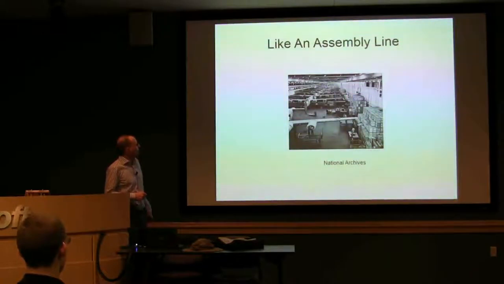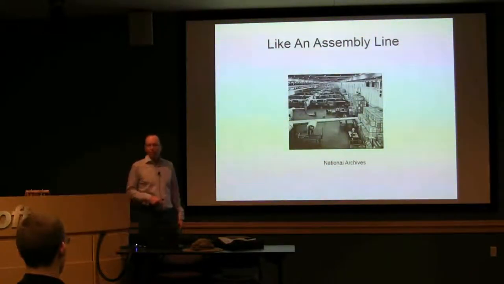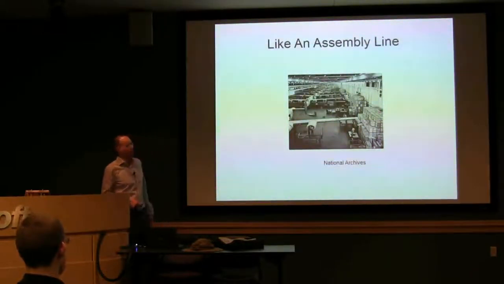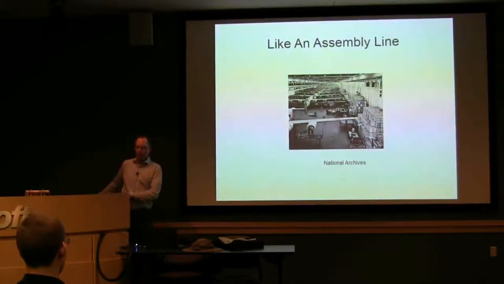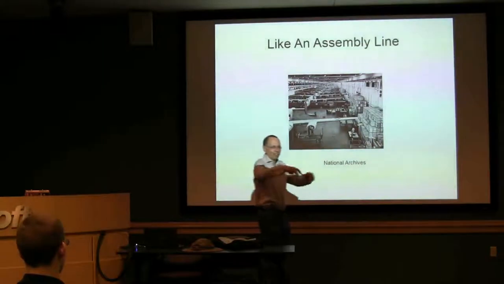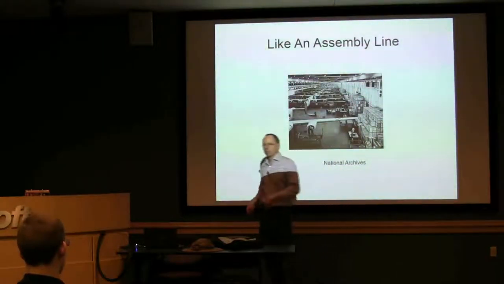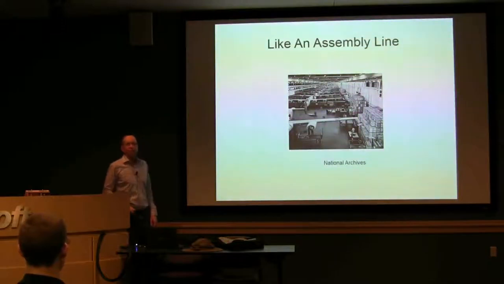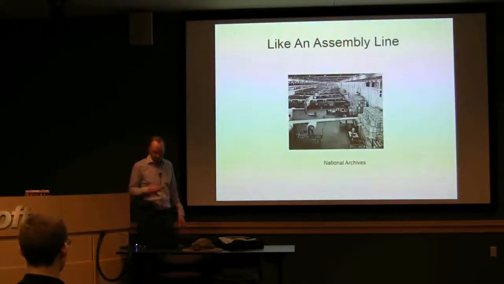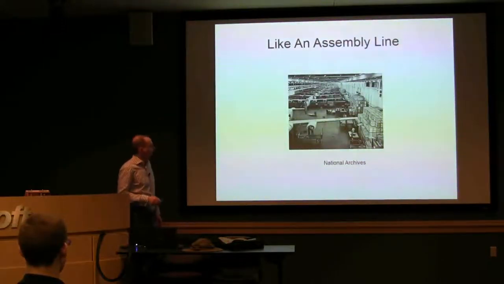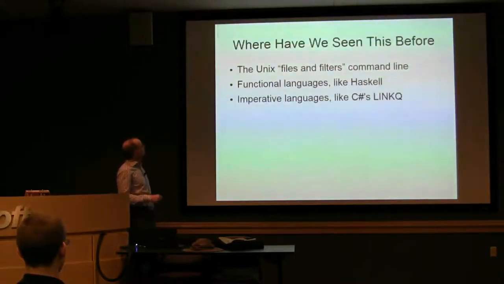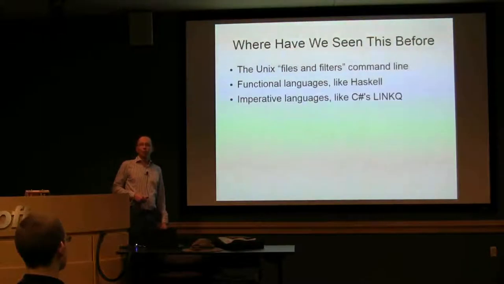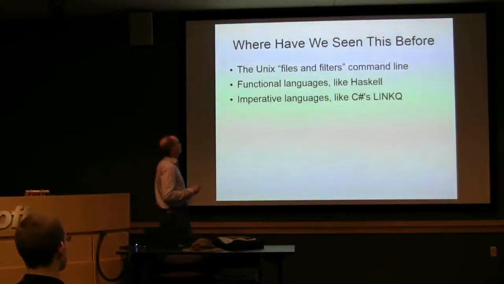And we have an analog in the manufacturing industry, which is the assembly line. Parts come in the one end of the factory and they move along, and at each station something happens to it, and at the other end of the factory an airplane comes out, or a car or a dishwasher or something like that. Well-known way to do things. Why shouldn't that work with software? And it actually does work with software because we've all seen this before.